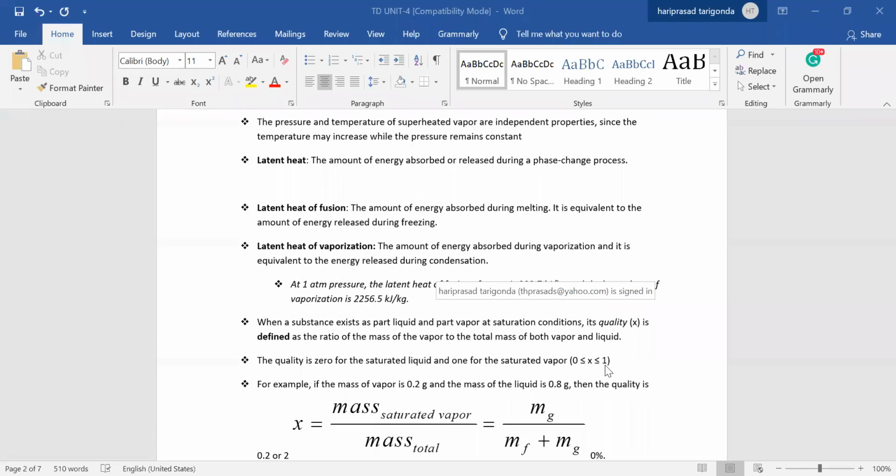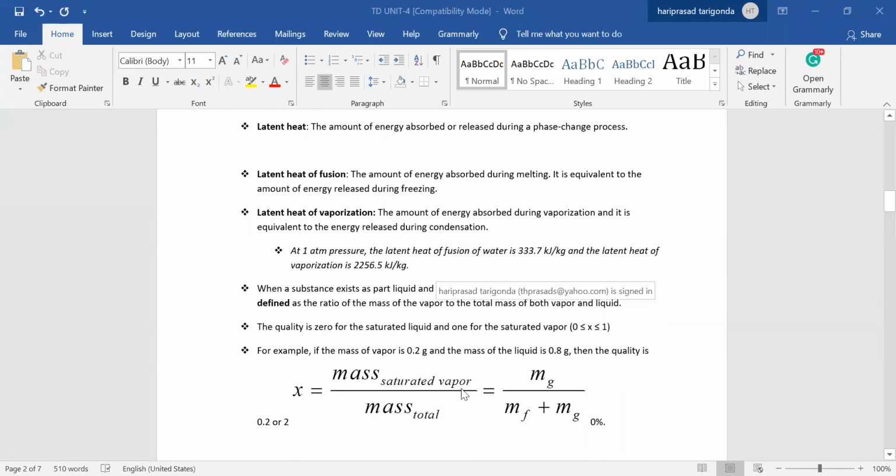So dryness fraction is nothing but the ratio of mass of vapor, that is the amount of vapor which is present in the liquid and vapor mixture, that is present in the steam. Generally, it is denoted by X.